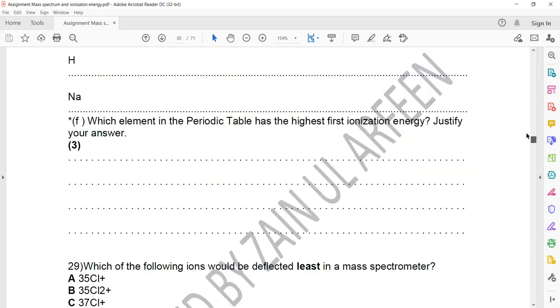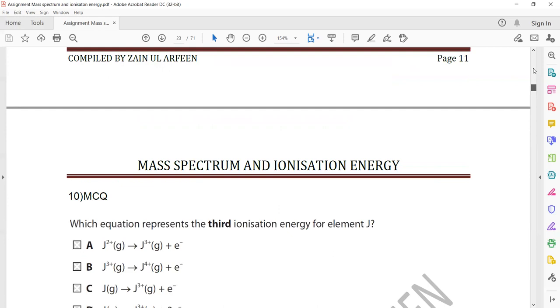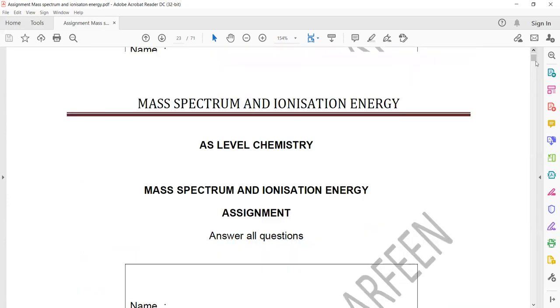So this was the assignment related to the topic mass spectrometer and ionization. Any question related to the class today?